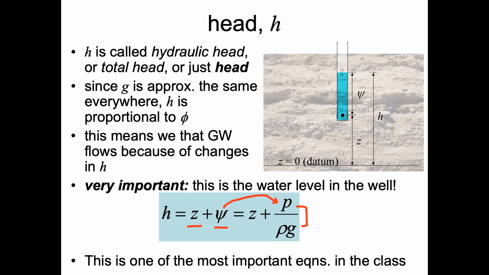What this means to us is that groundwater flows because of changes in head. This is very important because we're thinking about the water level in a well and comparing it to the water level in another well. This allows us to understand the direction in which water will flow as a result of this change in head.